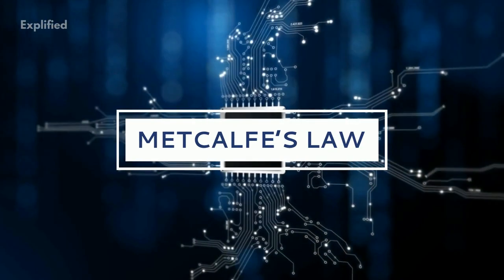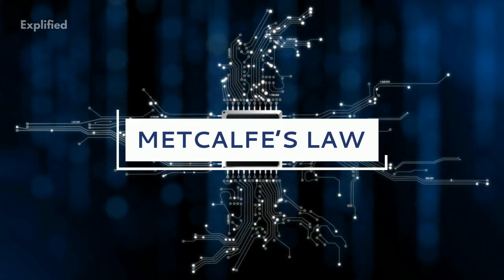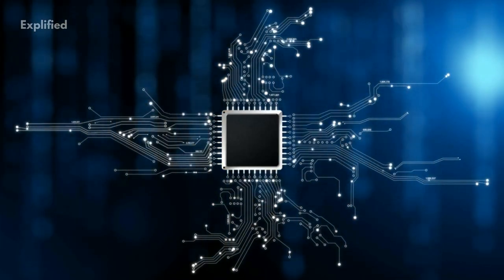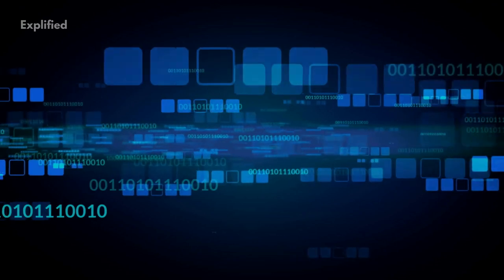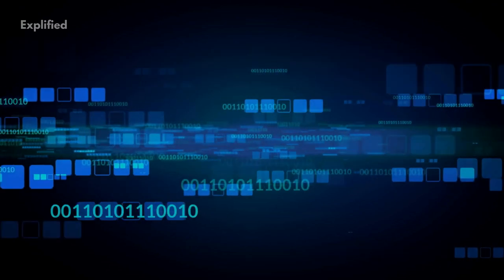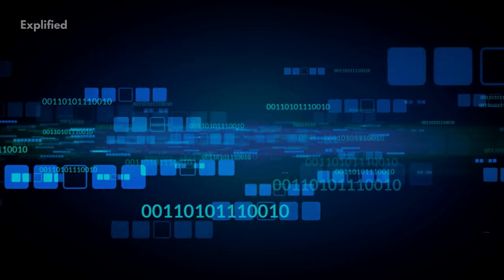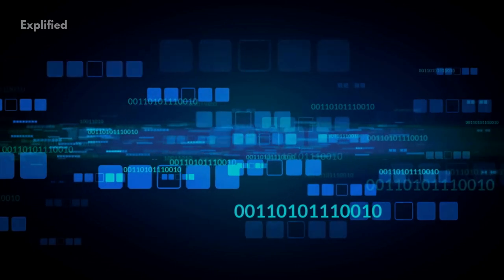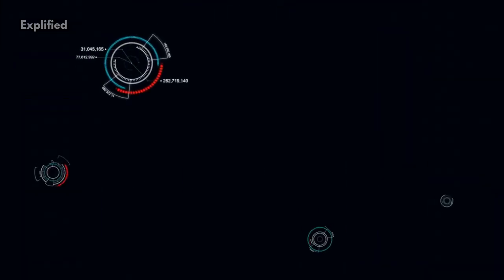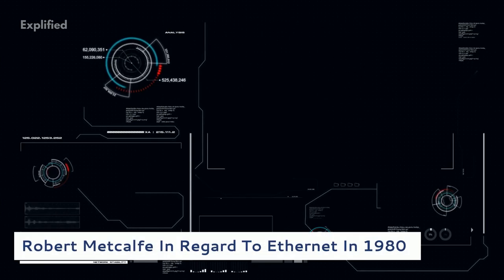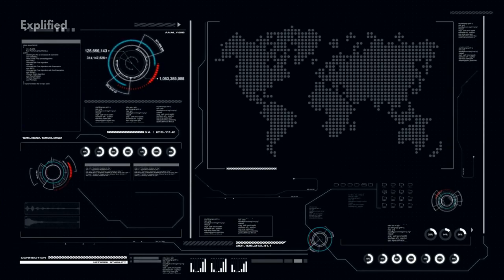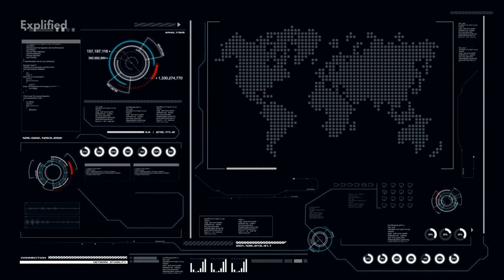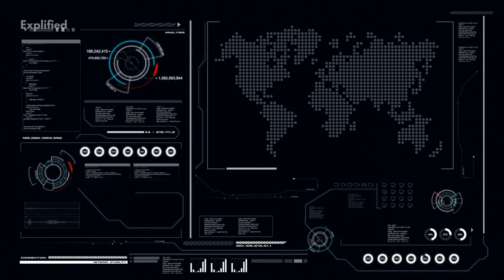Metcalfe's law is a concept used in computer networks and telecommunications to represent the value of a network. It states that the value of a telecommunications network is proportional to the square of the number of connected users of the system, n squared, first formulated by Robert Metcalfe in regard to Ethernet in 1980. Metcalfe's law explains many of the network effects of communication technologies and networks such as the Internet and World Wide Web.